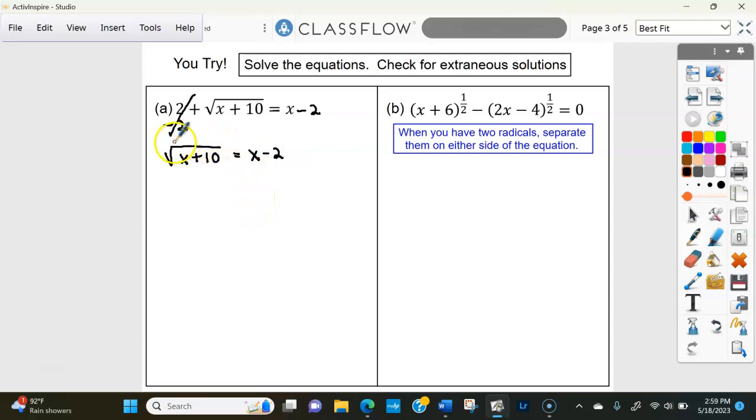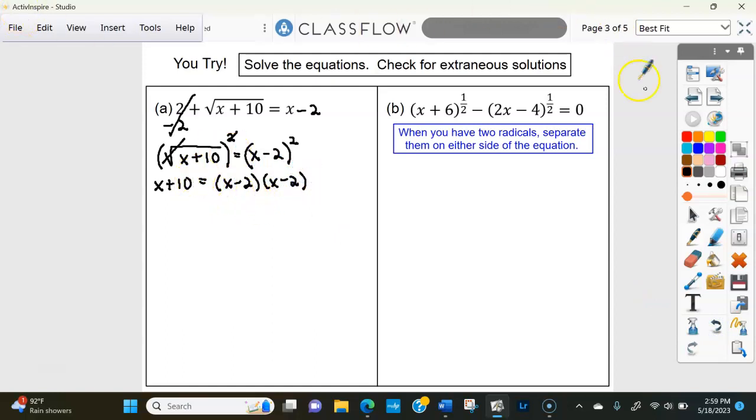Just like before, the following step is to then square each side so we can get rid of the radical. And that means that I have to square the entire side, meaning all of x minus 2 is going to get squared. The radical will cancel out with the exponent, so we get x plus 10 is equal to x minus 2 squared, which is the same thing as saying x minus 2 times x minus 2.